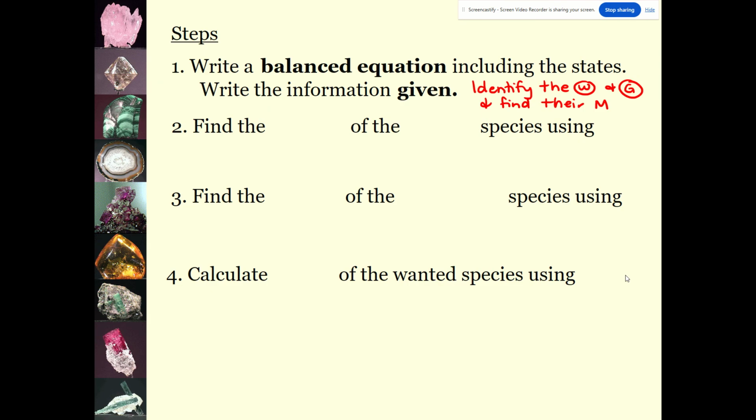Then you're going to find the moles of your wanted using the formula mass over molar mass. Sorry, moles of given. It says that right there. Find the moles of the given, and we can even put n of the given here, using the mass of the given over the molar mass of the given. So this is everything to do with the given species.